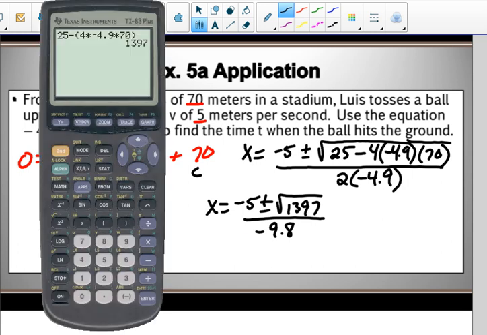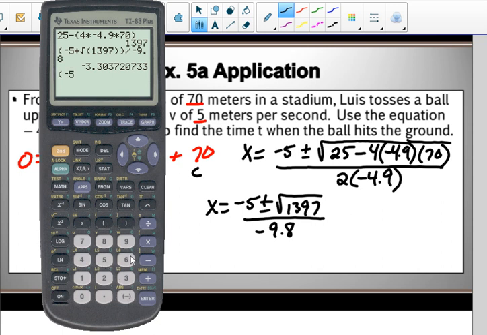So now let's go back to our calculator. We have negative 5 plus the square root of 1,397. All this divided by a negative 9.8. That gives us a negative 3.3. That's not going to work because that's a negative time. We can't have negative time. So let's do the other one.